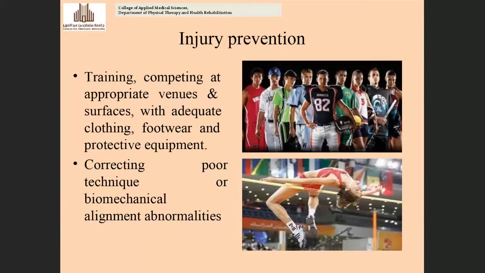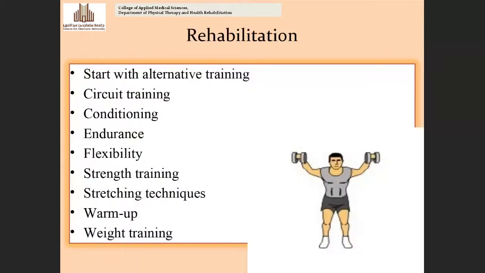Correcting poor technique, right? If the player or athlete is using wrong techniques, for example in badminton, tennis or golf, we should correct the techniques. Or biomechanical alignment abnormalities: if there are any abnormal body movements which may produce problems to the structures, we should be very careful and correct those abnormal and poor techniques. In such a manner we can reduce, or prevent, sports injuries.